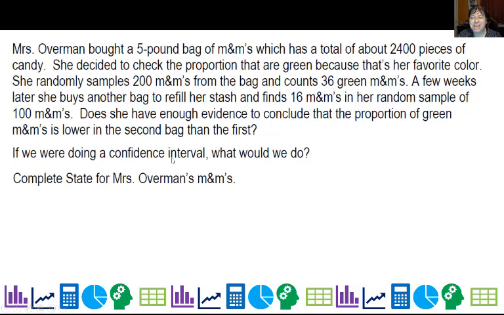Okay, we're going back to my candy, and we're going to complete the state step. So I want to do the null hypothesis and the alternate. In this case, I'm saying that the first bag is higher than the second bag. This is a little tricky because you've got to remember what's what, and I'm concluding, is there enough evidence that I can say P1 is higher than P2, or P2 is lower than P1. So P1 minus P2 is greater than 0. Can I go P2 minus P1? I could. I just need to make sure this makes sense for whatever I'm subtracting.